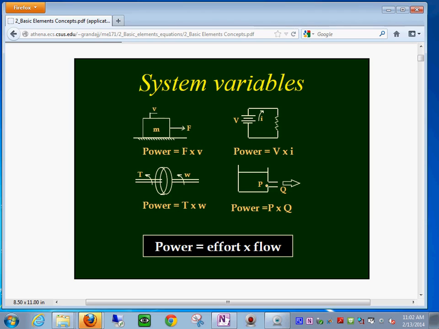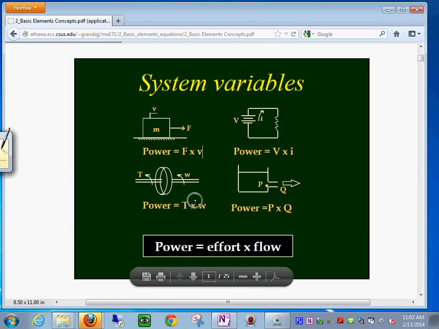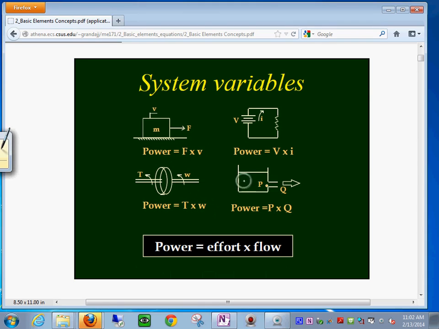Do you see in the rotational system that you're seeing here, the input to the system is a torque and the response is an angular velocity. So the torque and angular velocity are together in this case. And on this one, which is the hydraulic system, you have the pressure and the volume flow rate. Those are the variables.